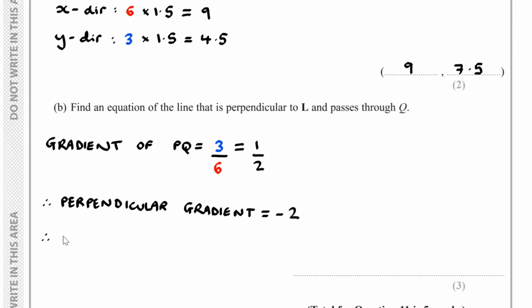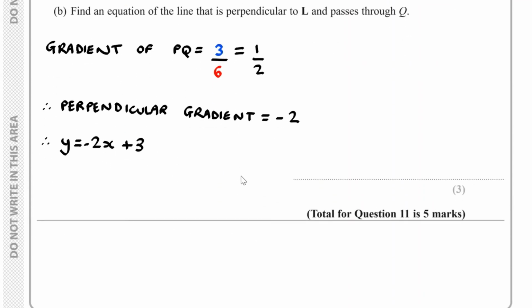And so for our equation, we have y equals -2x plus 3. The y-intercept is plus 3. So we have y equals -2x plus 3.